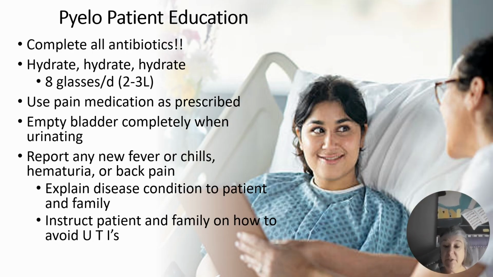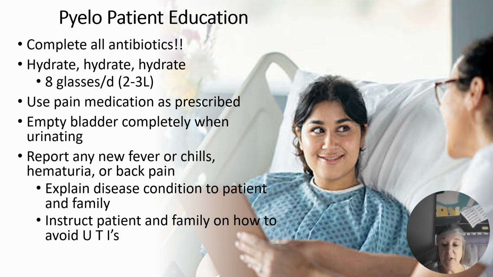So patient education, complete all those antibiotics, right? And then hydrate, hydrate, hydrate. 8 glasses of water a day, which basically comes out to 2 to 3 liters. Our person may be on pain meds, so pain meds as prescribed. Empty bladder completely when urinating. That's that risk of urinary stasis. And then reporting any new signs or symptoms of infection, like fever, chills, also hematuria, increased new back pain. We worry about this becoming more serious.